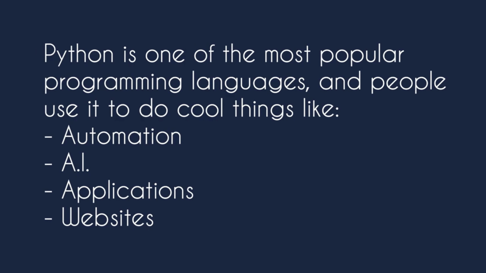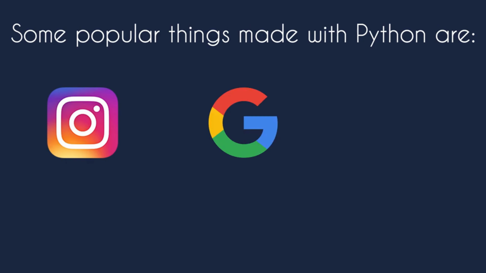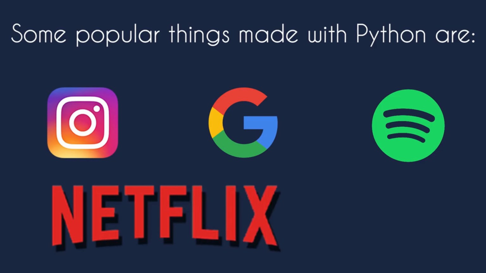Python is one of the most popular programming languages, and people use it to do cool things like automation, AI, and also build applications and websites. Some popular things made with Python are Instagram, Google, Spotify, Netflix, and Dropbox.